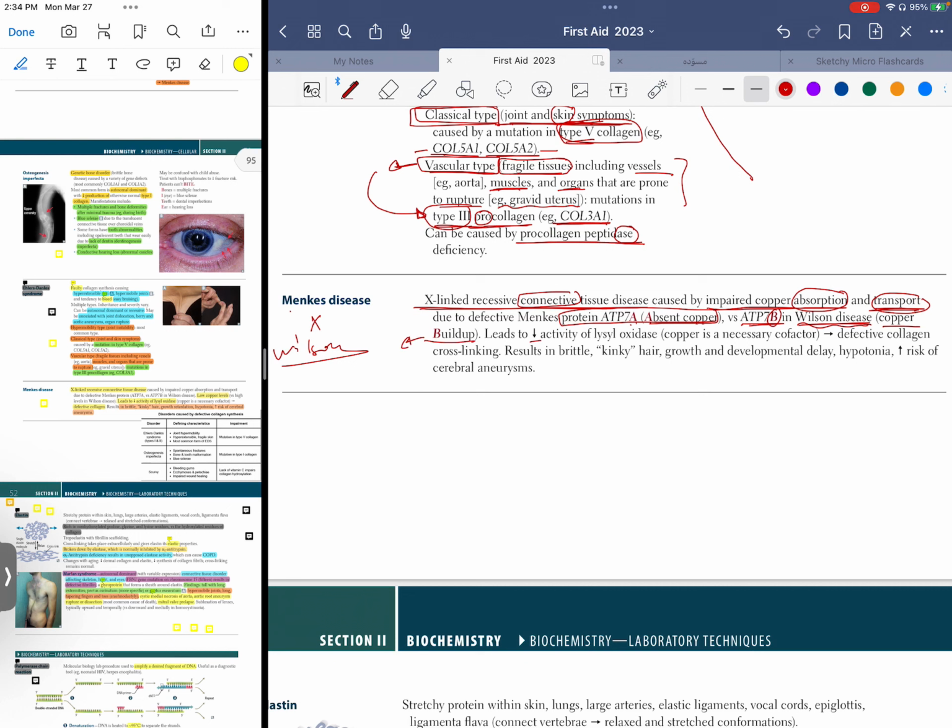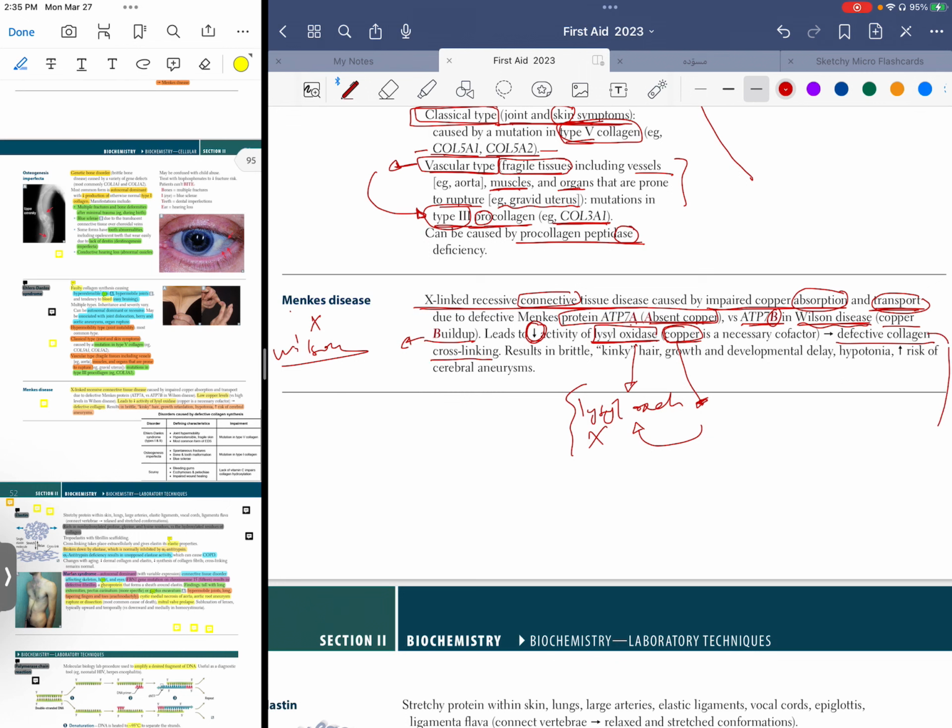It leads to decreased activity of lysyl oxidase. This time we know which enzyme is the culprit, specifically lysyl oxidase. Copper is a necessary cofactor. So we are unable to absorb copper, which means we don't have copper anymore, so we cannot help the lysyl oxidase work. That's why we have a decreased activity of the lysyl oxidase. That leads to defective collagen and defective collagen cross-linking.